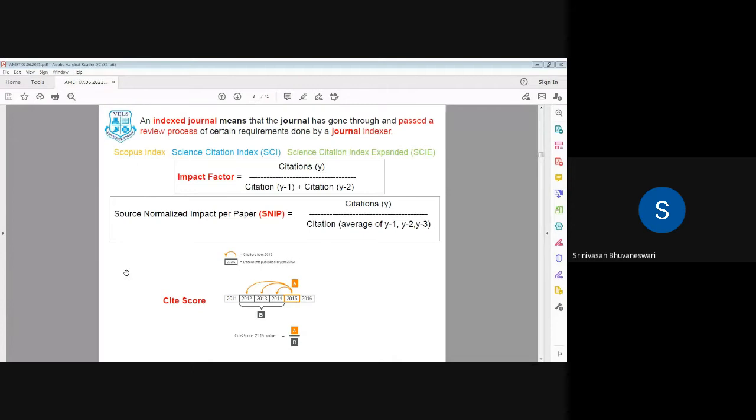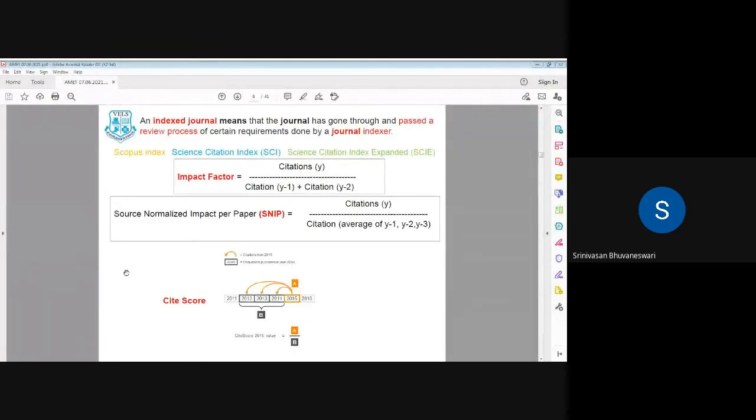Another thing is also there: Source Normalized Impact Factor, SNIP. You can see this in many of the journals right now. What this says is the citations of the particular year divided by year 1, year 2, year 3, that is the previous years, average of 5. Then that gives the SNIP factor.